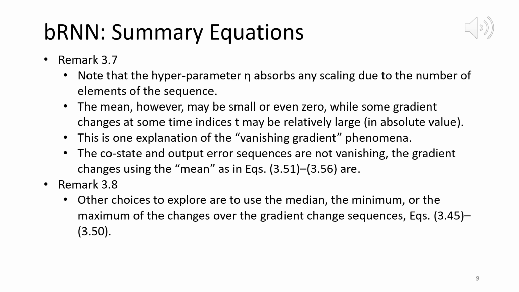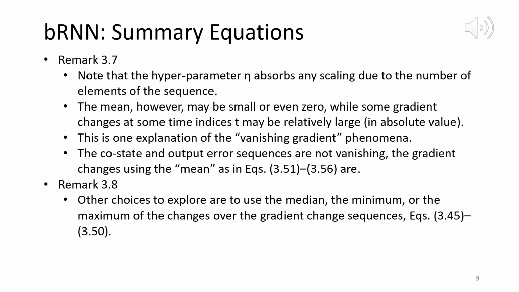Remark 3.8: Other choices to explore are to use the median, the minimum, or the maximum of the changes over the gradient change sequences, equations 3.45 to 3.50. Moreover, the change in power or strength in the sequence of changes is best captured by the variance, which should influence the learning rate in many ways. Thus, there are alternate possibilities of the iteration update laws for recurrent neural networks besides the ones in equations 3.51 to 3.56.